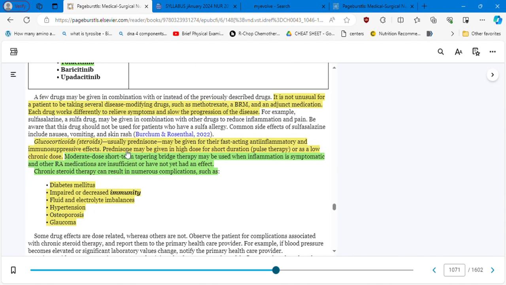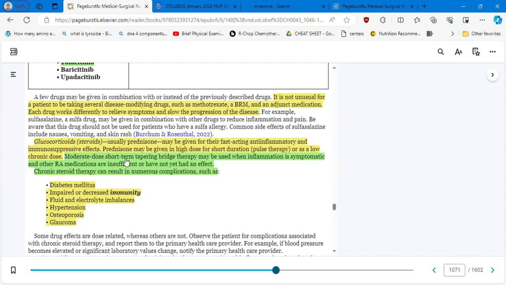Glucocorticoids, steroids, usually prednisone, may be given for their fast-acting anti-inflammatory and immunosuppressive effects. Prednisone may be given in high dose for short duration, that's called pulse therapy, or as a low chronic dose, right? And the longer the period that the prednisone is prescribed, the higher the risk for osteoporosis. You have to remember that.